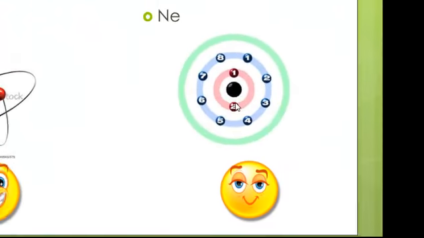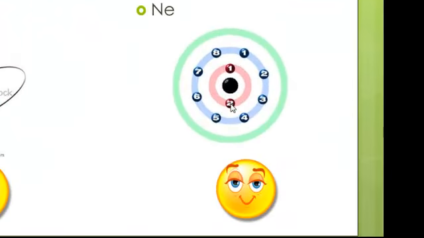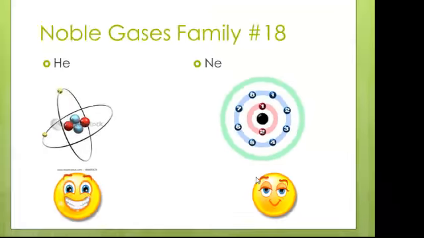Neon, likewise. Neon has the 2 in the first shell, that's the pink shell. And the blue shell, if you see the numbers here, has all 8. Neon has 10 electrons, the perfect amount to have 2 in the first shell, 8 in the second shell. It's happy from birth. It does not form ions either.